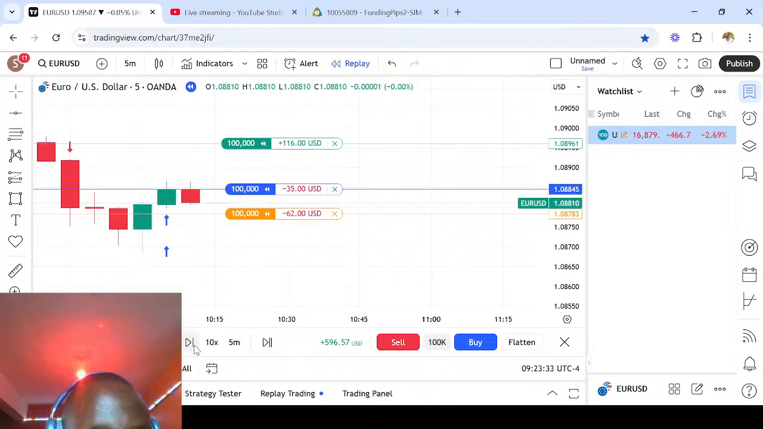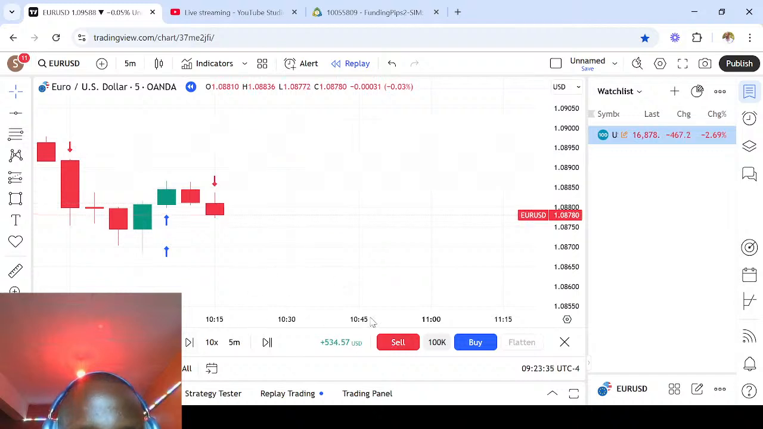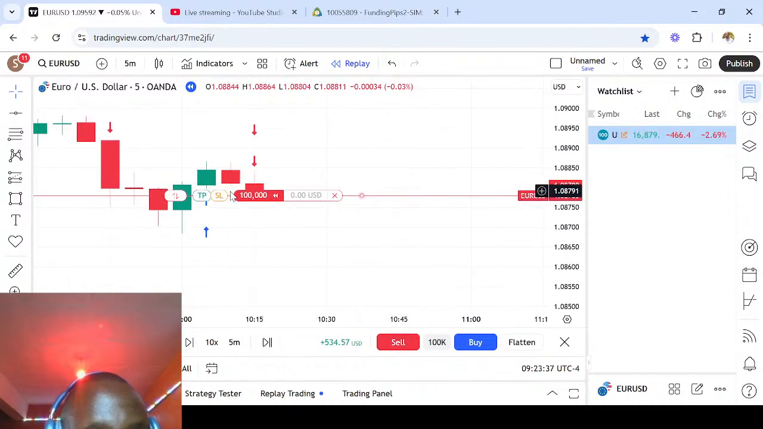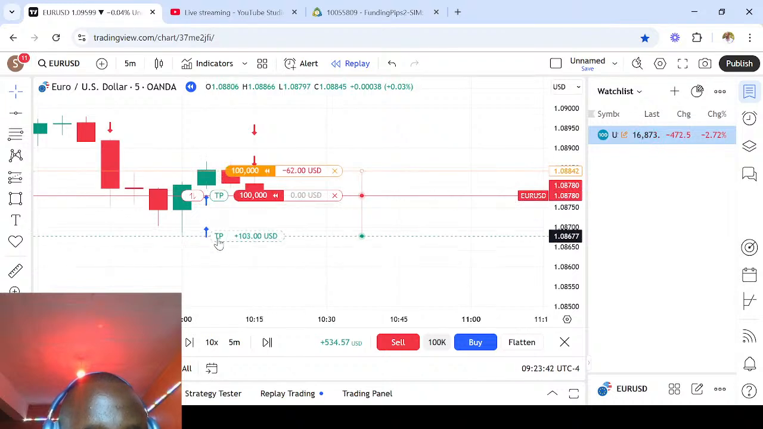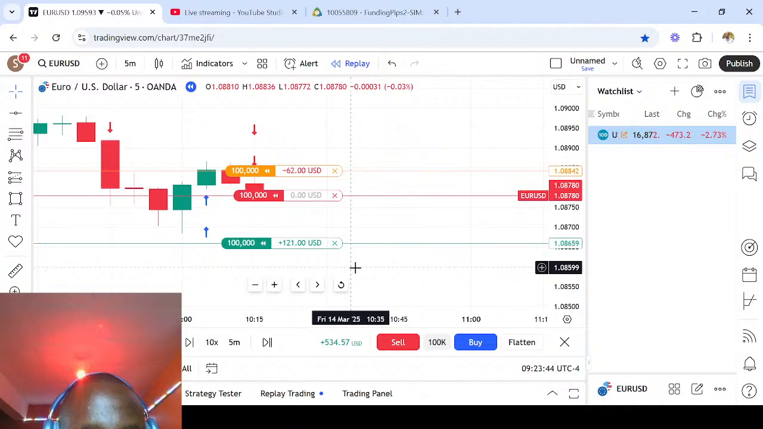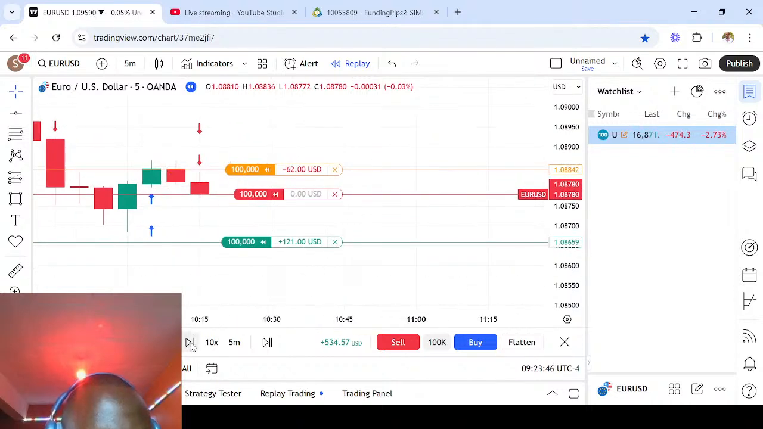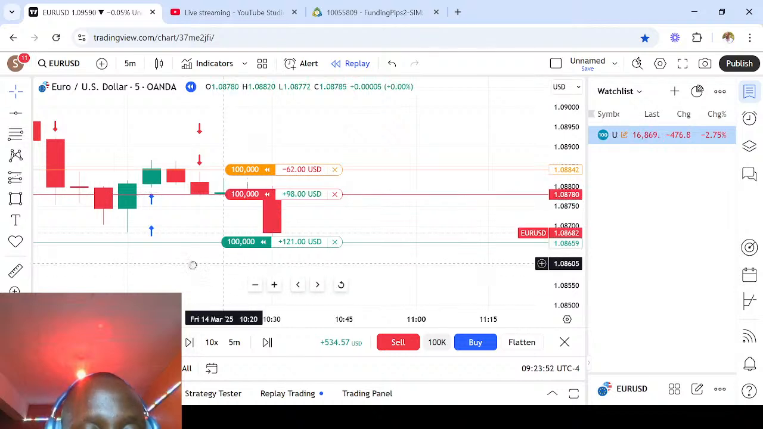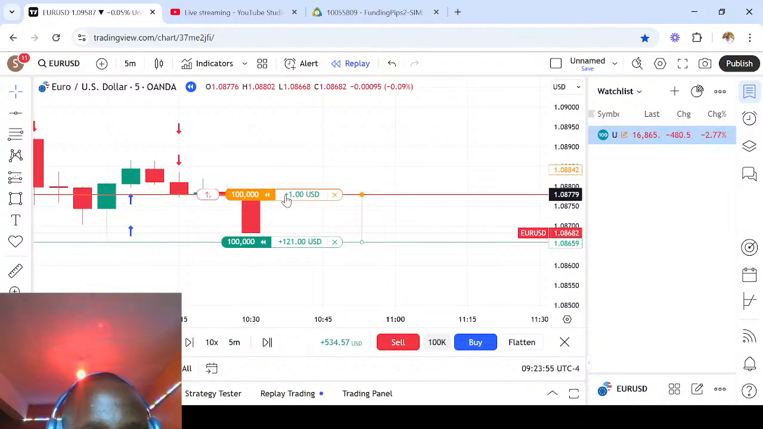Okay, not looking good. We get stopped out. Trade number 3, we sell. Stop loss is above that candle. 62 for 124. Let's see how this one plays out. It's not looking good. Ooh, nice. We move our stops to break even.